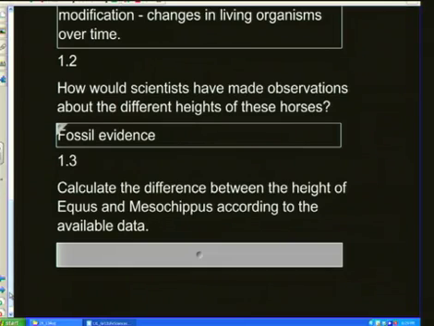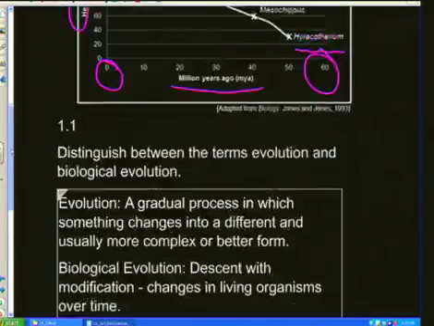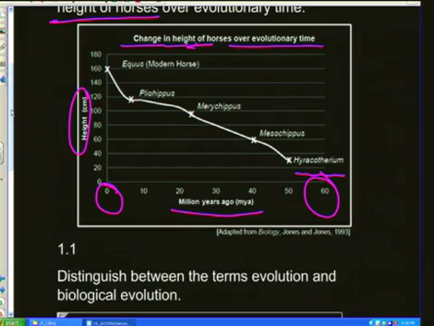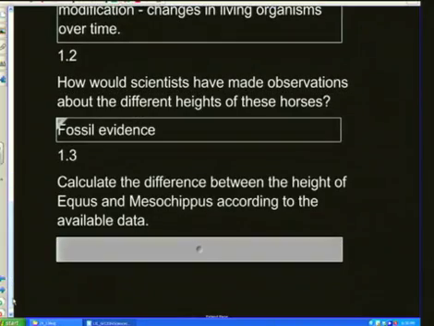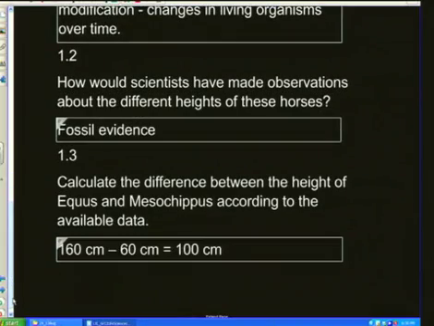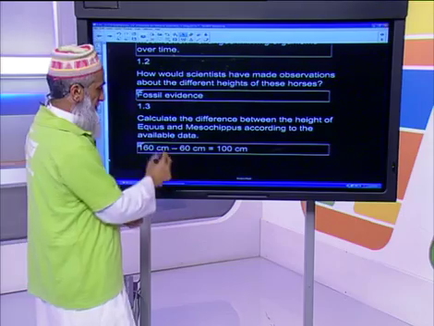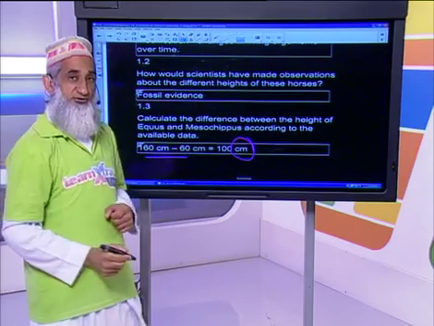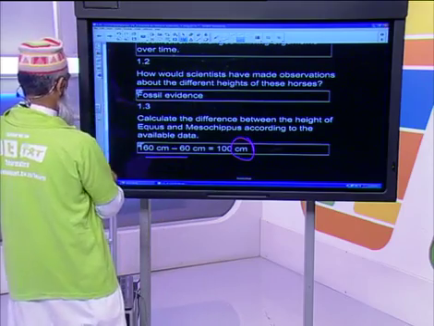Calculate the differences between the height of Equus and Mesohippus according to the available data. Available data is what's here. So we go to Equus, which is this one here. What's the height? 160. So keep that figure in your head. And Mesohippus here? 60. So it's 160 minus 60, and the answer is 100 centimeters. Notice you must always show your working, and two, you must give the units, even if they don't ask for the units, give the units. Good, that was not a very difficult question so far.